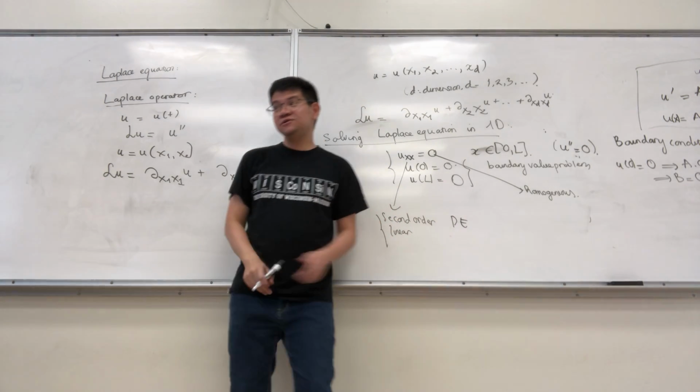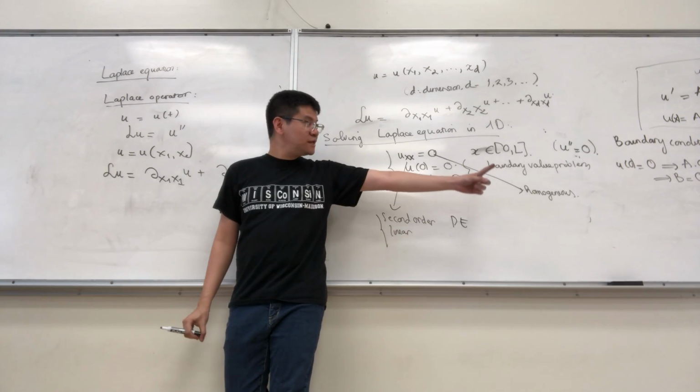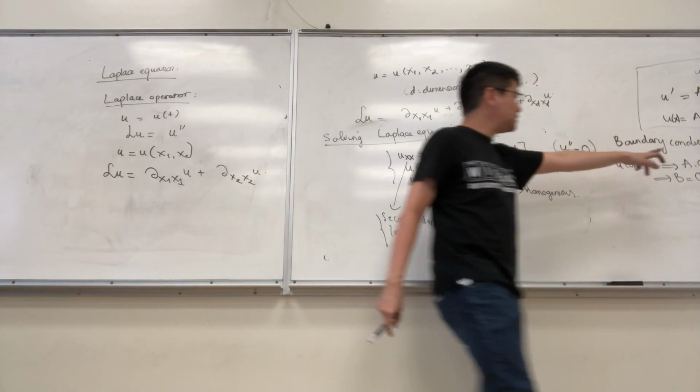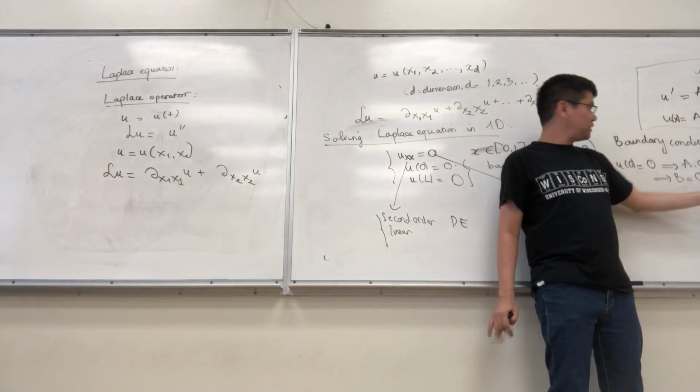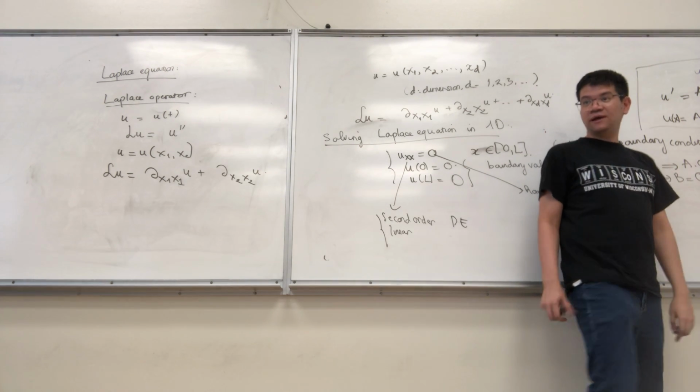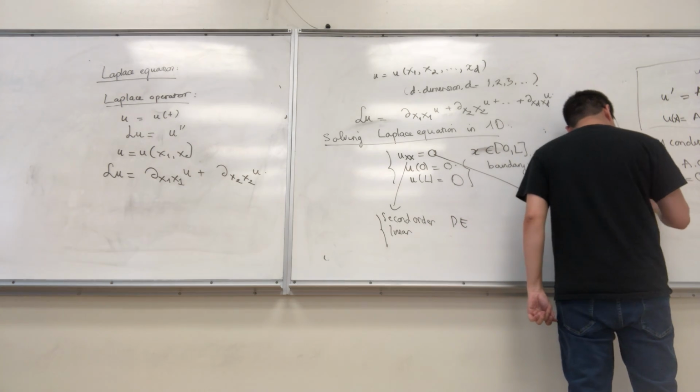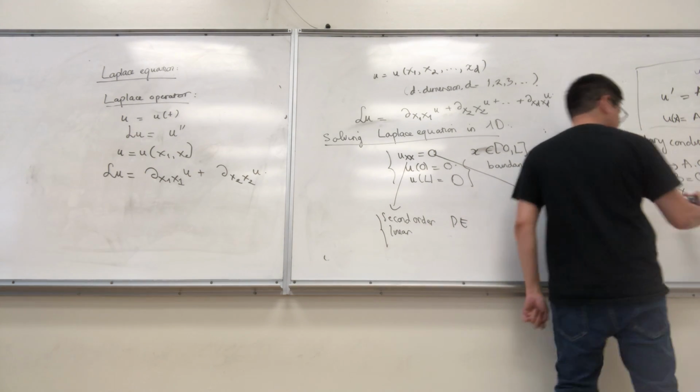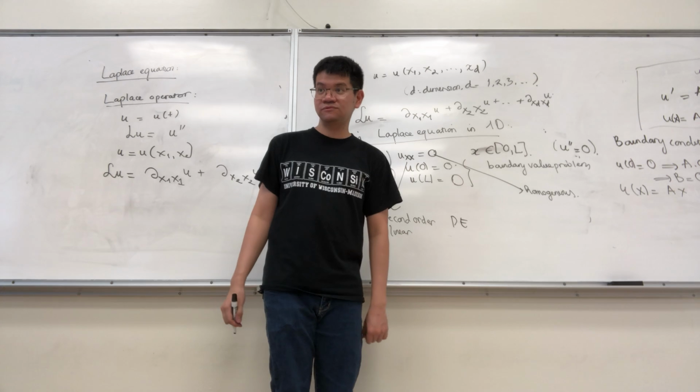Now I'm going to use the boundary condition. Because u at 0 is 0, I'm going to replace 0 here. So I have a times 0 plus b is 0. So b is 0. Right? So u has to be ax, because b is now 0.